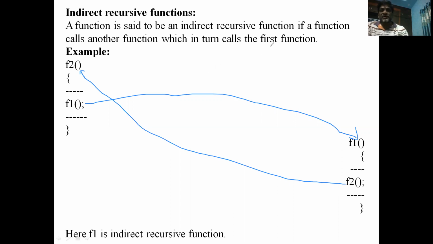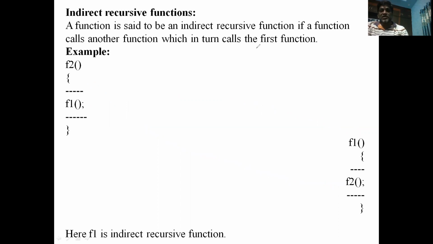So the difference between a direct recursive function and an indirect recursive function is, in a direct recursive function, the function calls itself from its own body, whereas in an indirect recursive function, a function calls another function, which again calls the first function. Okay, so this is called indirect recursion.